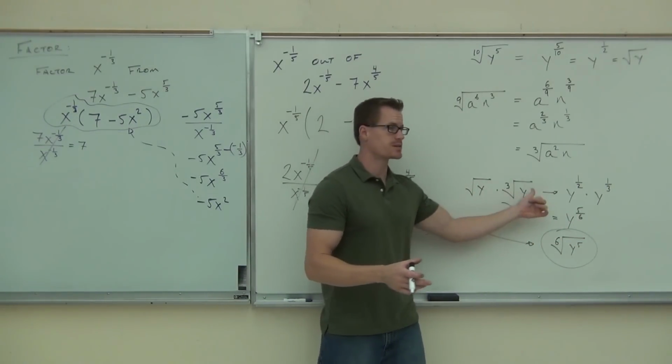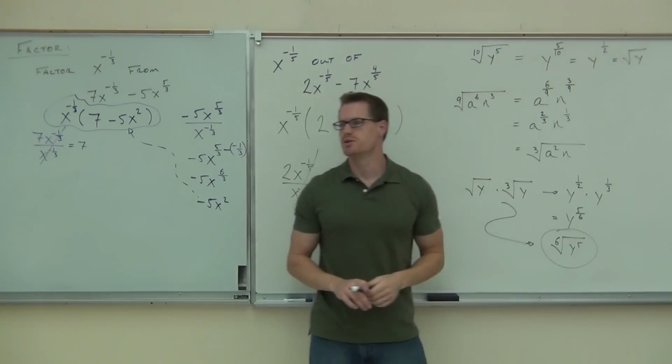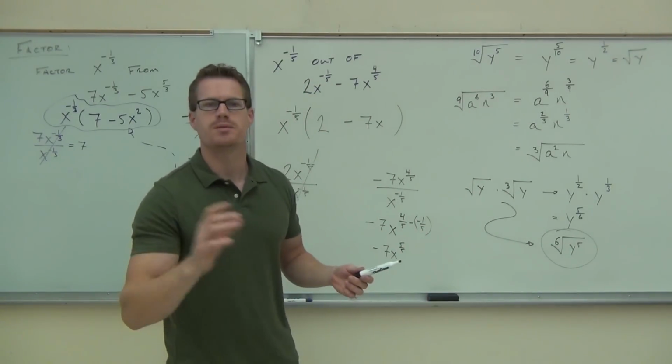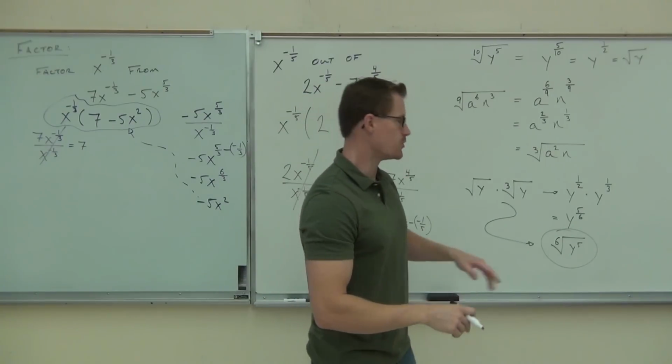You're finding a common root. That's the same thing as saying a common denominator. That's what you do when you combine those fractions. You make them into fractions, find a common denominator, and use that to add them together. It will give you a common root.